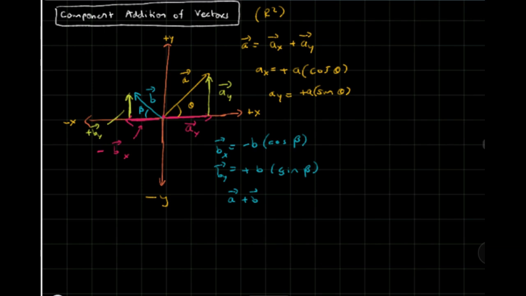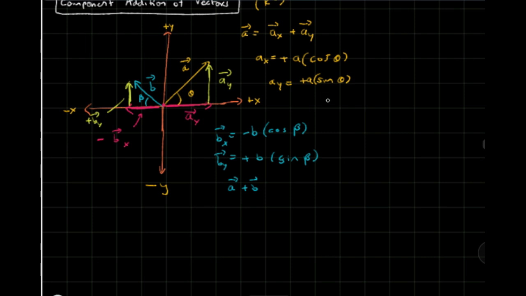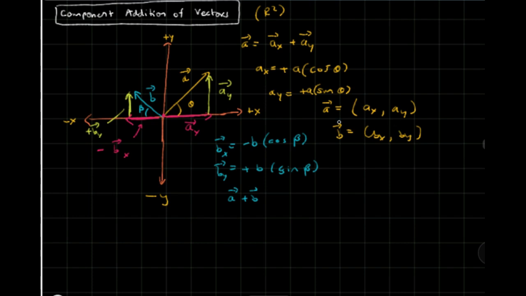So you add the x components together and you add the y components together. Now we can write vector A as Ax, Ay. We can write vector B as Bx, By. Okay, this is basically the Cartesian form of the vectors, right? And in this case, vector A can be written as a cosine theta, and y in this case is a sine theta.